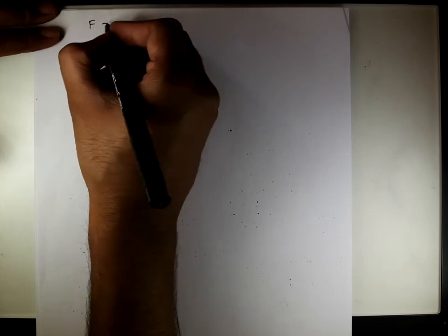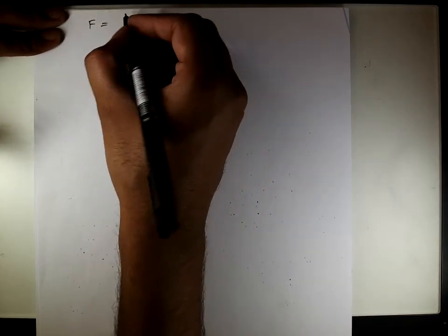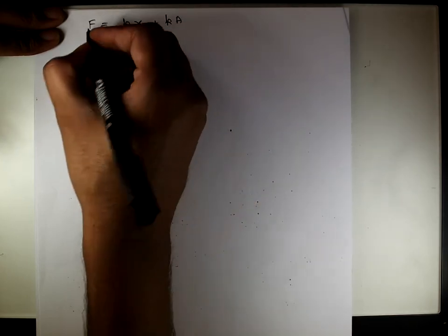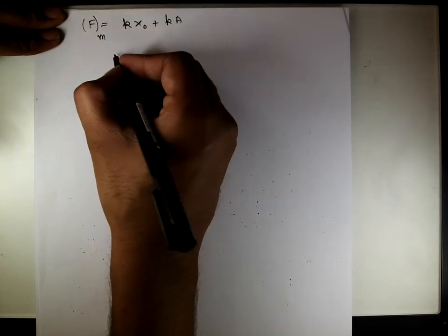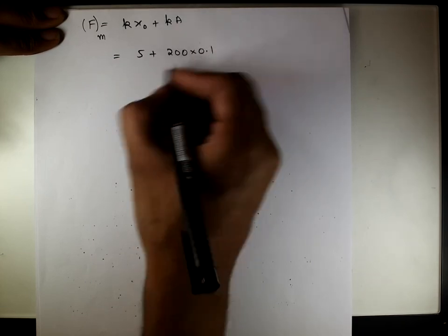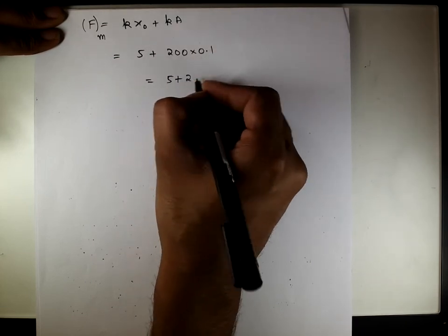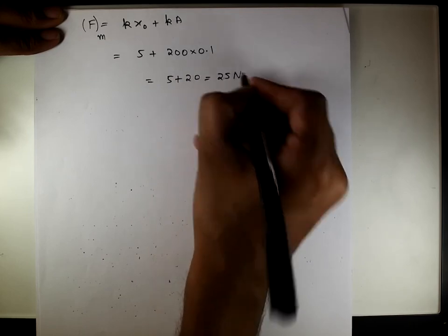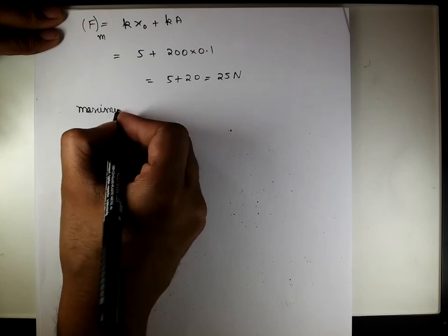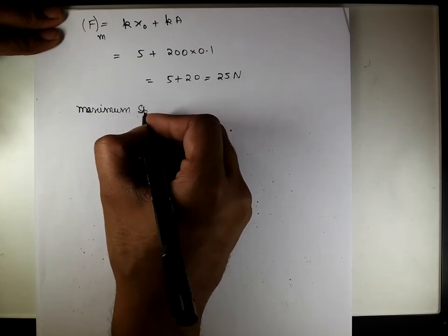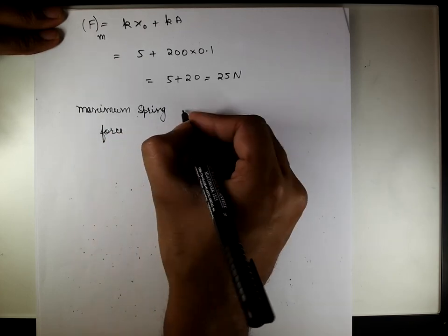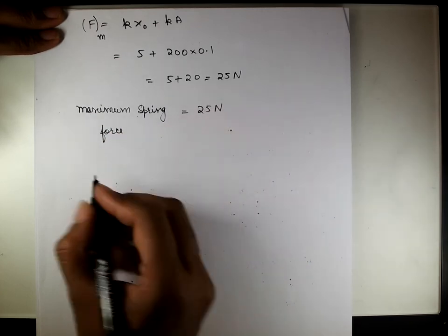If k comes out to be 200 newtons per meter, the force in this scenario comes out to be equal to k times x0 plus k times a, which is the maximum spring force, which comes out to be 5 plus 200 into 0.1, or 5 plus 20, that is equal to 25 newtons. So the maximum spring force in this case comes out to be 25 newtons, which would be the answer to this.